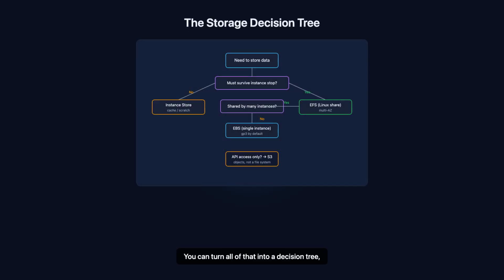You can turn all of that into a decision tree, and this handles most storage questions before you even read the answer choices. Start at the top. Does the data need to survive the instance stopping? If not, and you just need raw speed for a cache or scratch space, instance store is your answer. If yes, ask the next question. Is it shared by many instances at once? If it is, and those instances are Linux, that's EFS across multiple zones. If only one instance needs it, that's EBS, with GP3 as your default. And if you don't need a mounted file system at all, just API access to objects, you're looking at S3 instead.